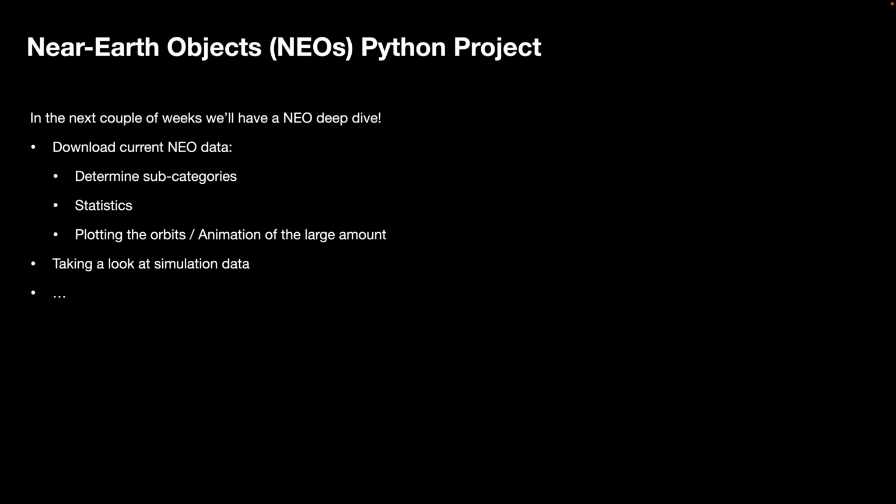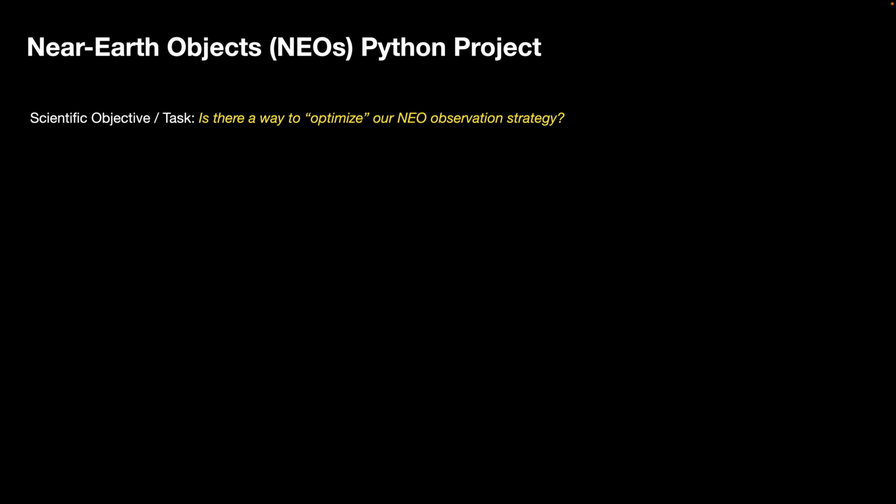And why is this important? Well, at the end of the day, I do not want to just do some plotting around. It's really interesting or important to have a certain scientific objective or task. And my question is, okay, is there a way to optimize a NEO observation strategy? So can we improve or increase the output of discoveries? This sounds maybe a little bit strange, but let's think about the following.